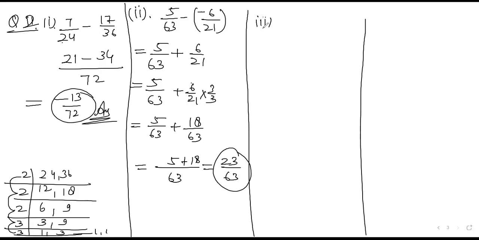Third part. Minus 6 upon 13 and minus sign of 7 upon 15, right? So minus 6 upon 13 will remain the same. This minus minus becomes plus sign, 7 upon 15. Okay.